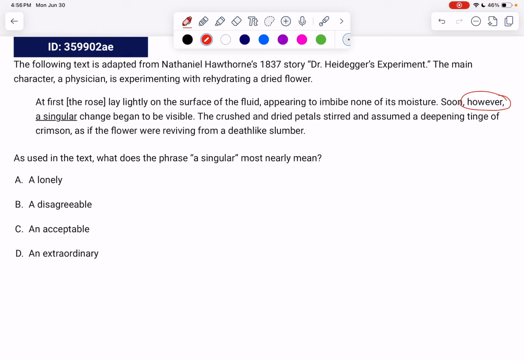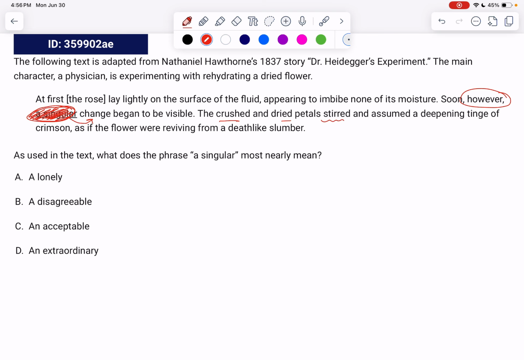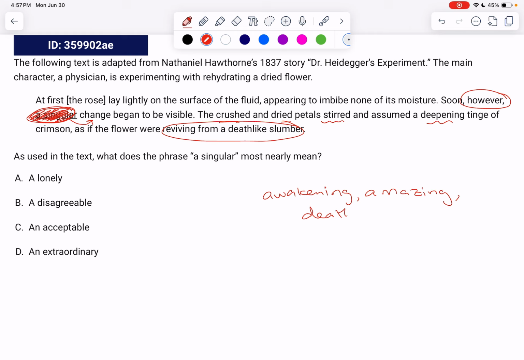death-like slumber. So we're noticing that this thing that we need to anticipate here is describing the change that became visible. It looks like we're saying these crushed dried petals stirred and had a deepening tinge of crimson, as if it was reviving from a death-like slumber. So I think the change would be something like awakening, or amazing, or rising from the dead, like life, or how about death-defying, because it's going against what we see here. Again, the idea that it seemed like nothing, however, then it was a something, yeah?